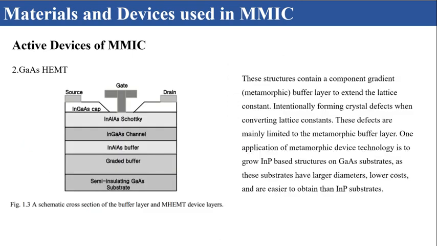And this shows a cross-sectional schematic diagram of an MHEMT device. It is the most mature gallium arsenide device structure. These structures contain a composition gradient buffer layer to extend the lattice constant.